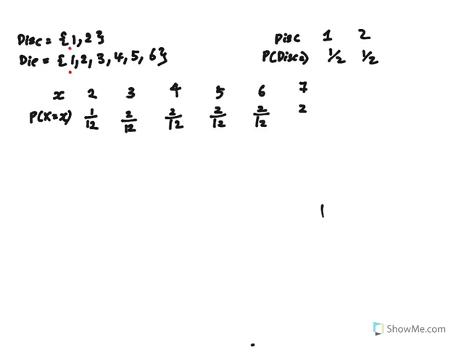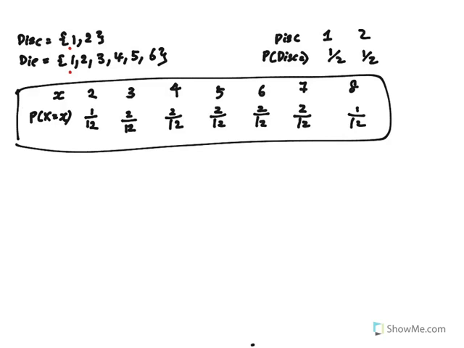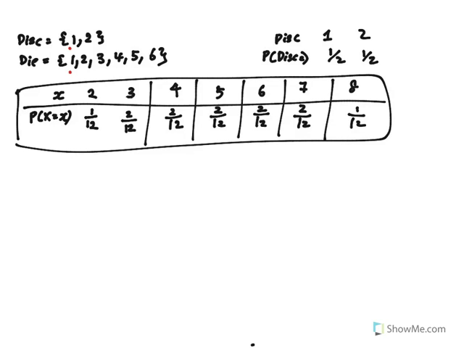And then you can easily obtain the probability distribution function of X, where X is the sum of the score on the disk and on the die. But you must make sure that this is done correctly. If this is not done correctly, then you're going to lose accuracy marks later on.